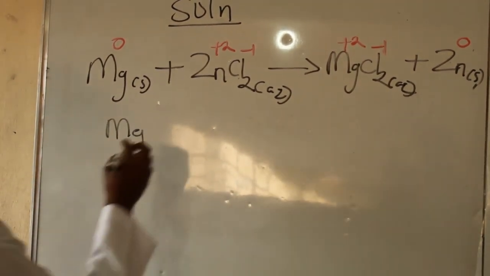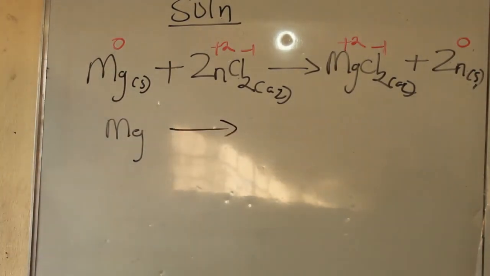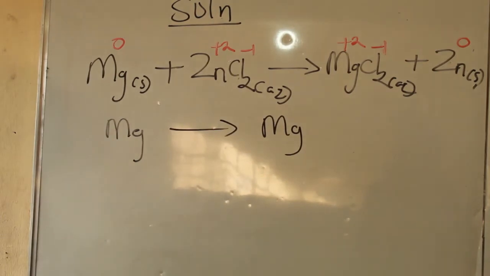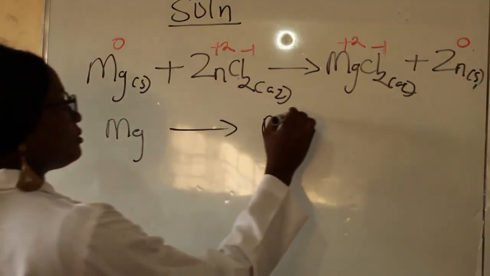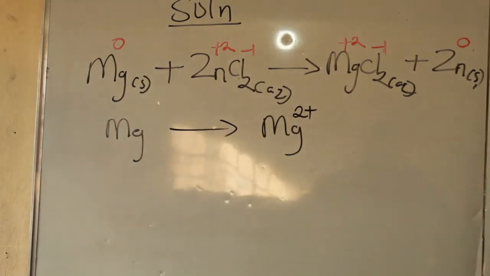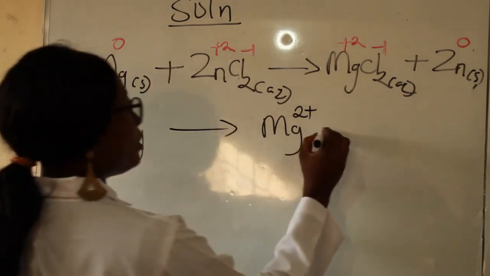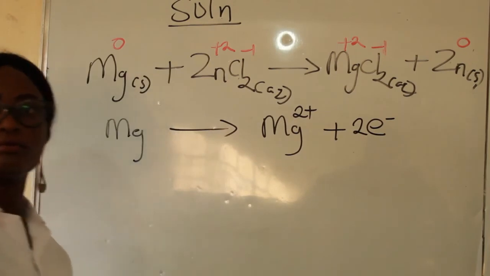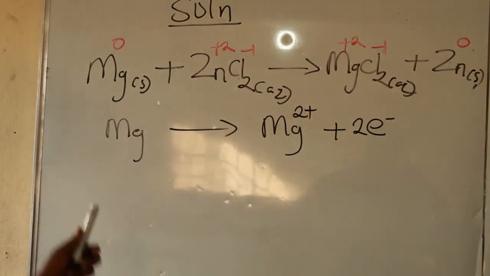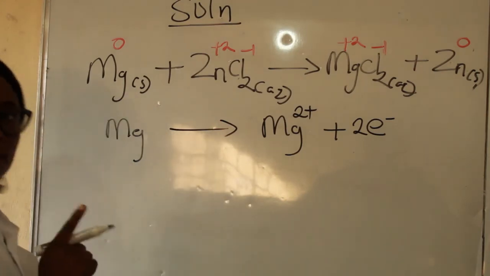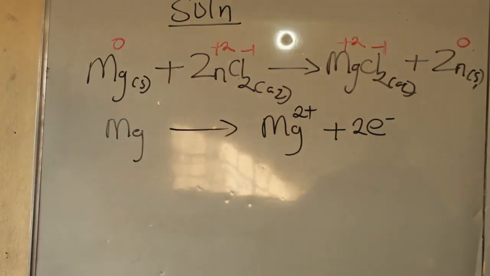Alright, so magnesium changes to this because it's lost 2 electrons. Okay, now if it loses 2 electrons, it becomes 2 positive. Alright, now you include the electrons lost. How many of them? 2. Okay, so this is the half oxidation reaction.